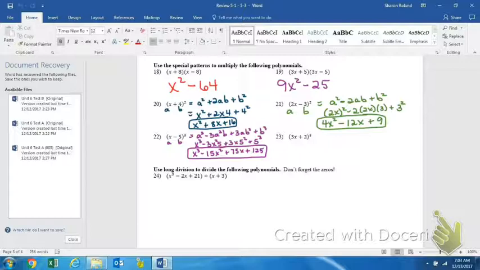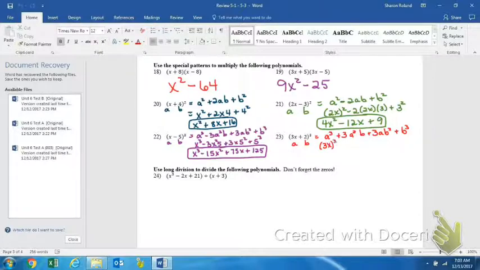Last one of these is still the cube of a binomial, but we're going to use the formula with positives. So it's a to the third plus 3a squared b plus 3ab squared plus b to the third. A is 3x and b is 2. So everywhere in this formula you have an a, we're going to put 3x.